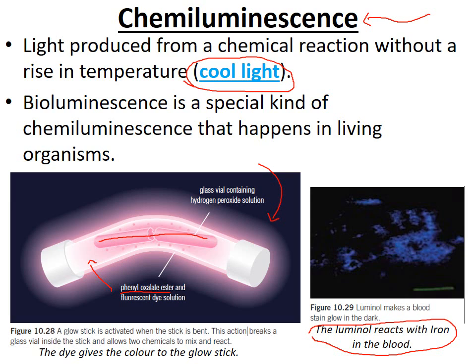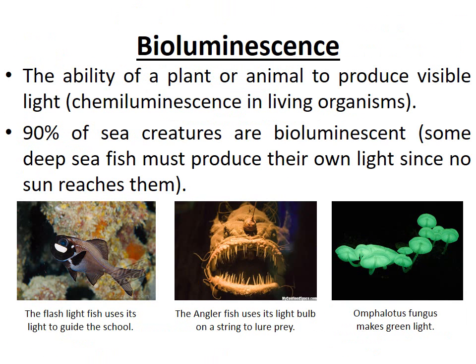Our next form of light production will be bioluminescence. Bioluminescence is essentially chemiluminescence, but in living organisms. So bioluminescence is basically a bunch of chemical reactions within a living organism, and those chemical reactions will produce some visible light. That's really what bioluminescence is, the ability of a plant, animal, or other organisms like fungi to produce visible light using chemical reactions within their bodies.